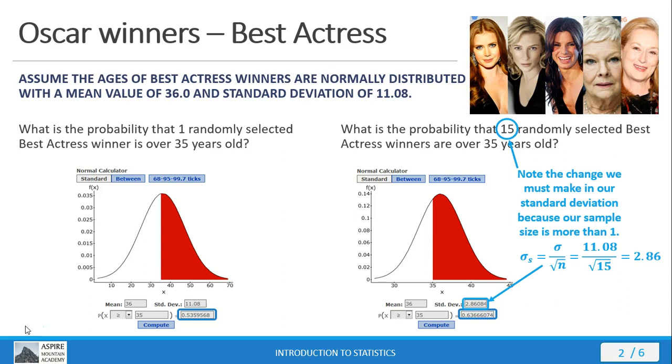Because it's greater than 1, we have to take that standard deviation value they give us and divide by the square root of the sample size. This gives us an adjusted standard deviation value to put into our normal calculator in StatCrunch. If you don't put that in, you're going to get a different number coming out for your probability, and you'll get this part of the problem wrong because you didn't adjust your standard deviation like you were supposed to.